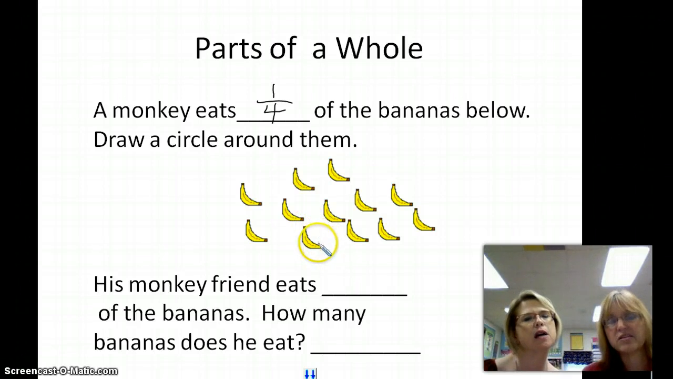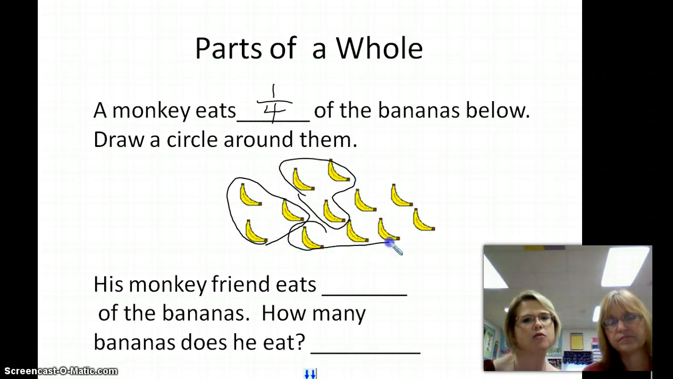There's 12. Okay. So I want 3 in a group. You want 3 in a group. Okay, so there's 1, there's 2. Oh gosh, that banana's lonely over there. There we go, and there's another group. Okay, so we have 4 groups.